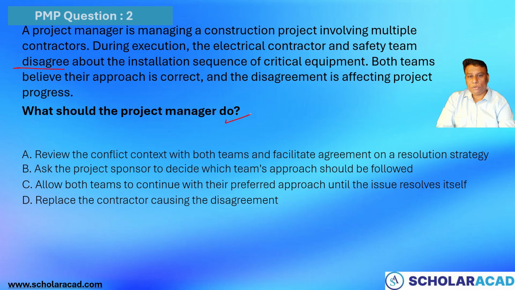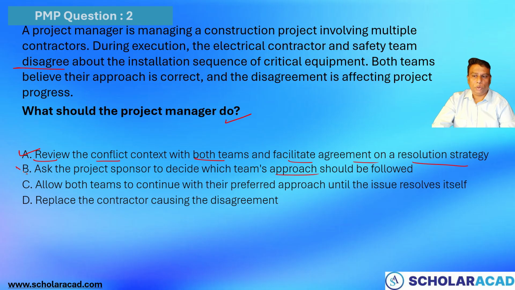So we need to identify what the project manager should focus on and analyze. Option A: review the conflict context with both teams and facilitate agreement on a resolution. Very good, this looks very good. Option B: ask the project sponsor to decide which team's approach should be followed. Did we analyze?